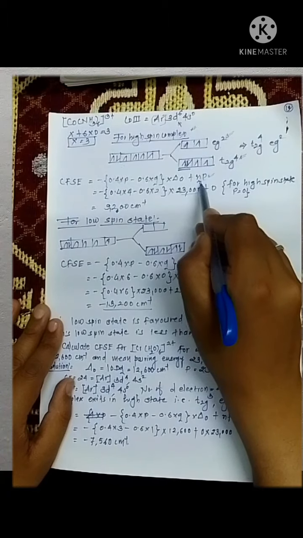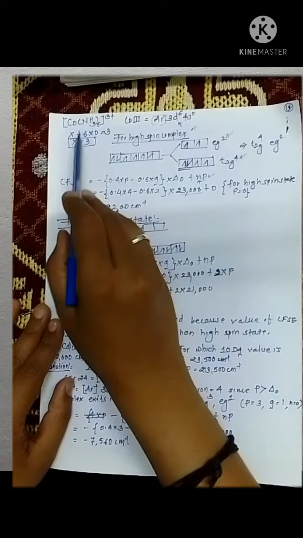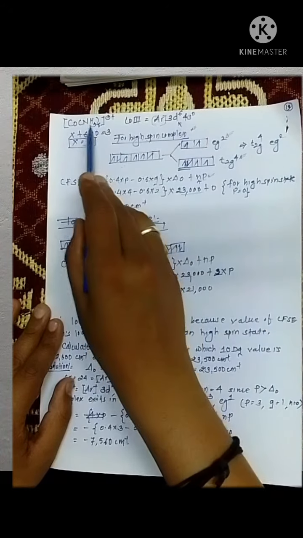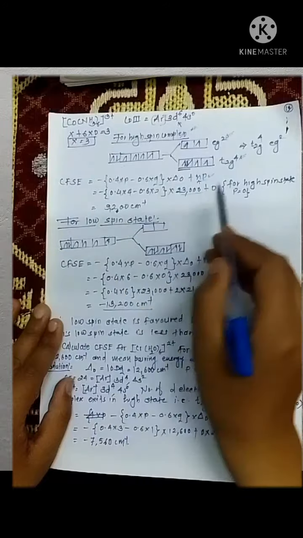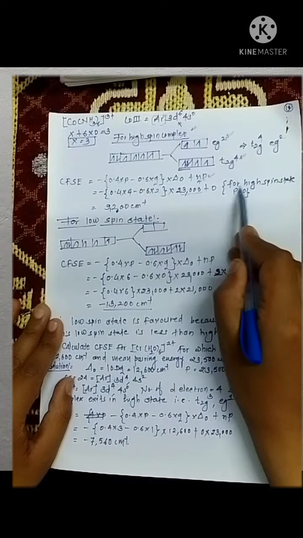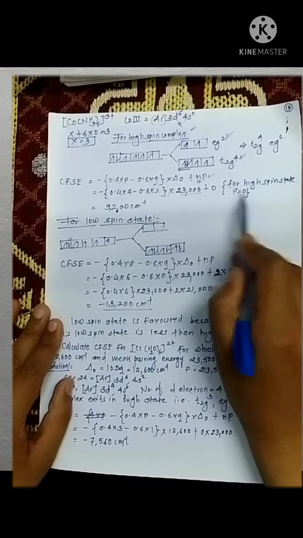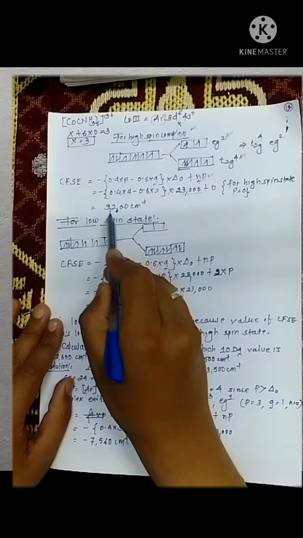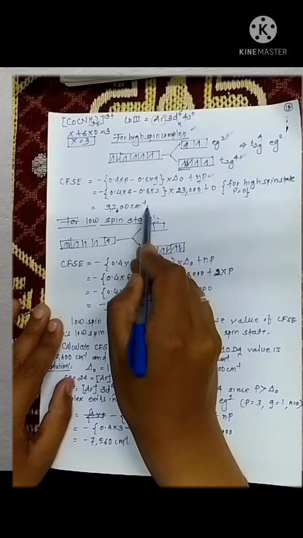N is equal to 0 here, because this is the natural pairing order, it is not paired due to the ligand. So in this case for a high spin complex, P, the pairing energy, is 0. When we solve this, we come up with 9200 centimeter inverse.